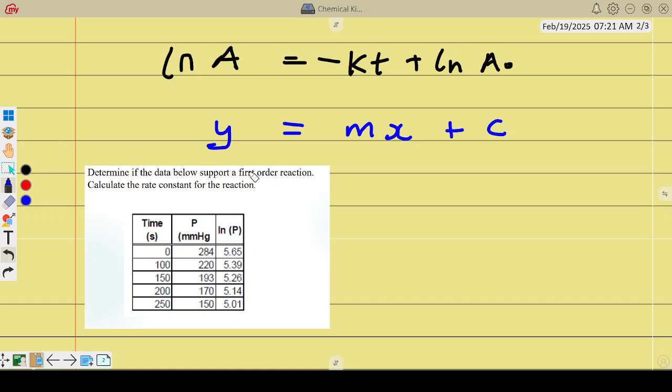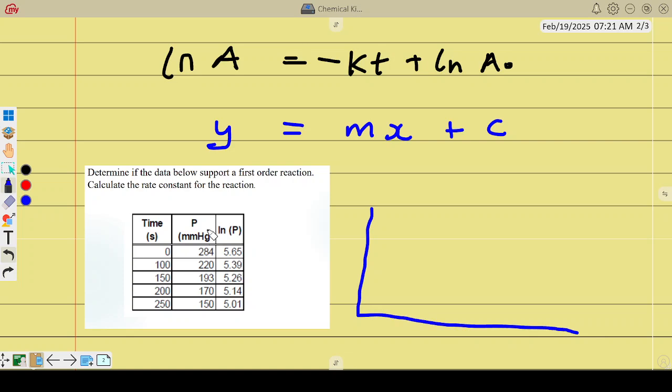So determine if the data below supports the first order reaction. They give you the time. This is the time, and then we have P. So this is just any reaction, like P is giving us X, or let's say P is giving us Q. So they just didn't want to use A. So now if you'd be asked something like this, to show that it supports the first order reaction, you would have to plot.